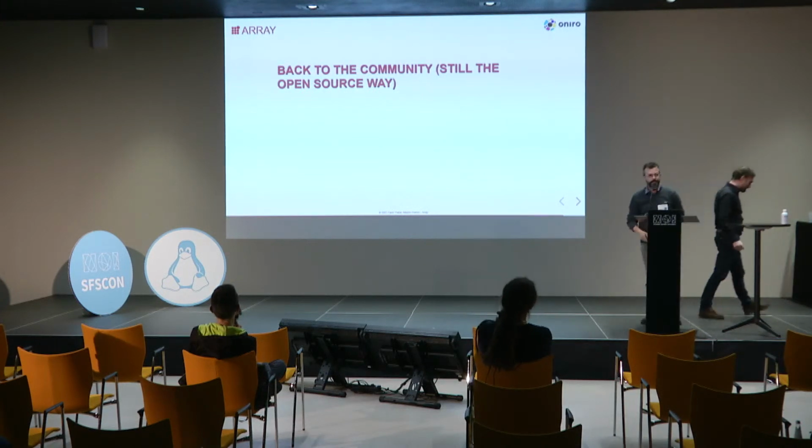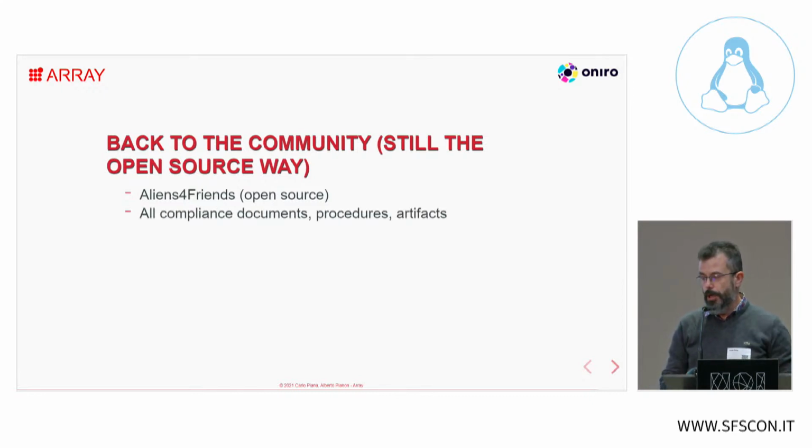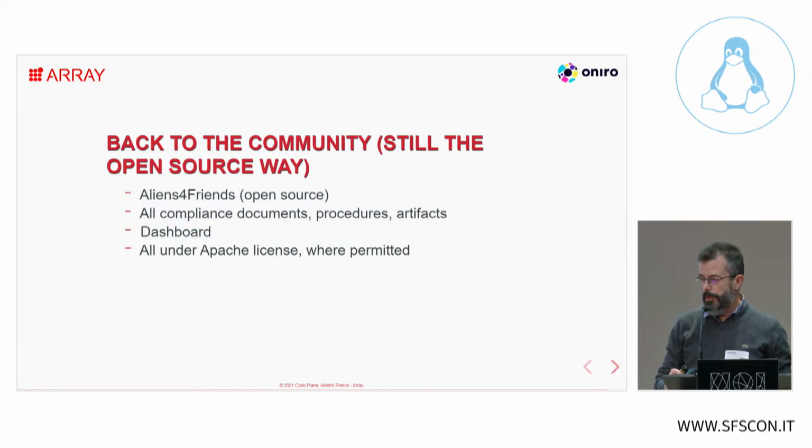One final remark: we say free and open source software is not just about receiving, but also about giving back to the community. So what are we giving back? Pretty much everything. Of course, Alien for Friends is going to be entirely open source, entirely under a free software license. All the compliance documents, procedures, and artifacts will be made available as much as possible. The dashboard that you have seen is also being provided as open source. Everything should be under Apache, which is the license we have chosen for the entire project.